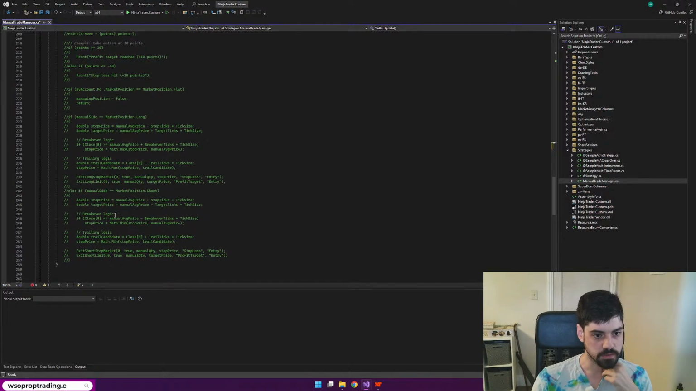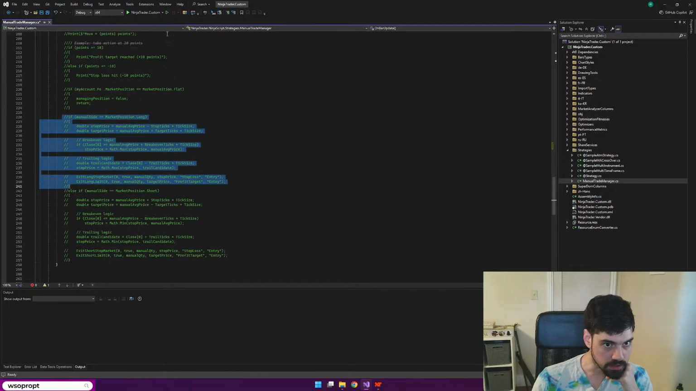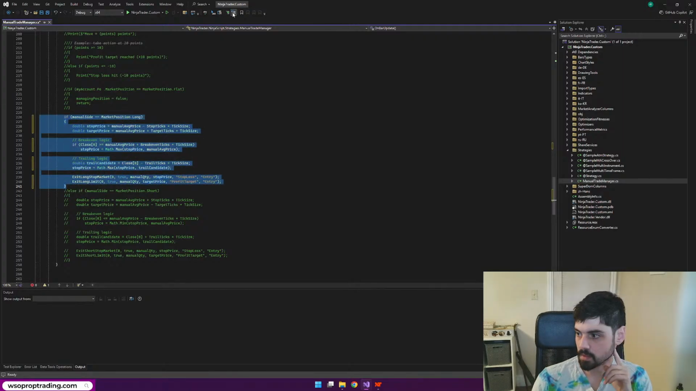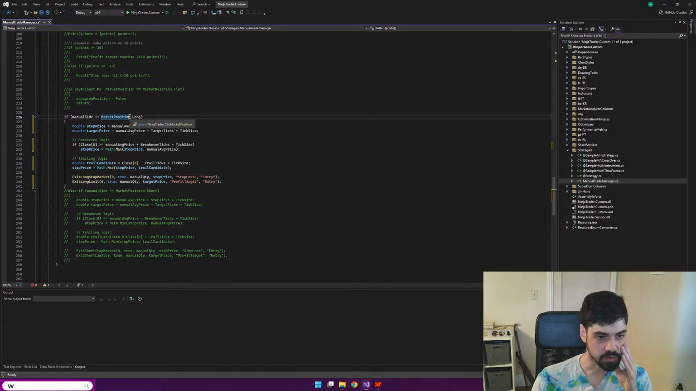Sorry, I just was reading this for a second. So just looking at this, this was what ChatGPT said I should do something like, right? Where it's just like, if their market position is long and we're in a good spot, then this is the trailing logic.